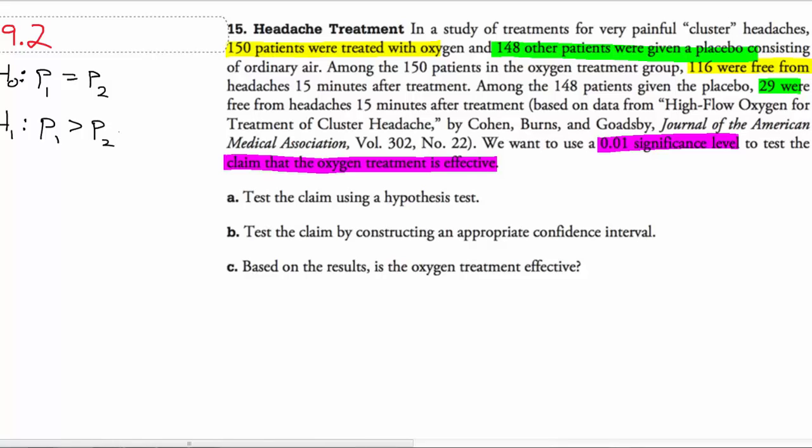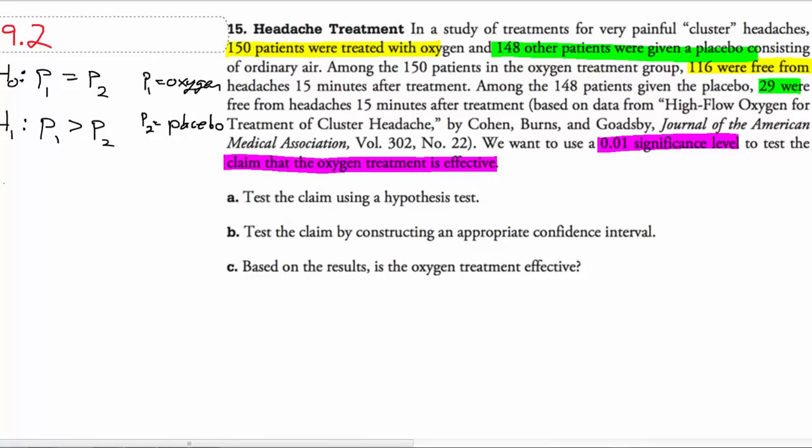Now we could set this up differently depending on what we name our groups, which group is P1 and which group is P2, and whether we're asking did the proportion of people who were free from headaches go up, or you could look at it the other way and ask whether the number of people who had headaches was lower. You're asking the same question, but because the information was given to us as the number of people who were free from headaches, we're going to let our proportions be those who were free from headaches. So P1 is going to be the oxygen group, and P2 is the placebo group.